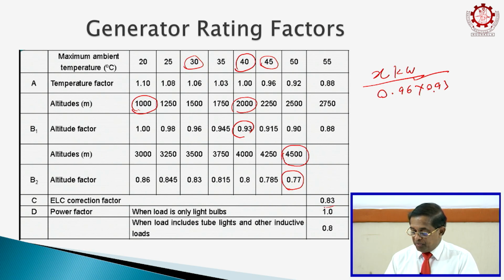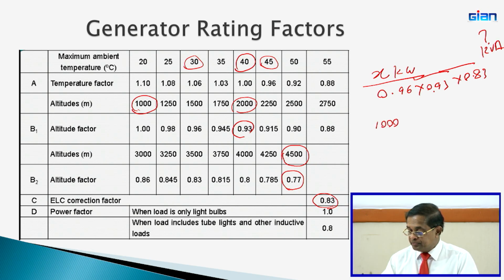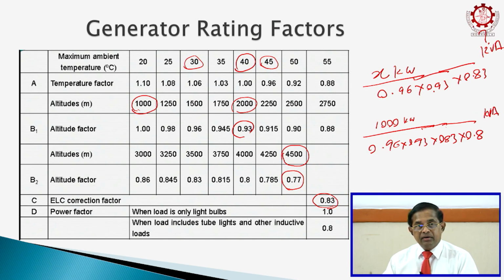So, we normally have about 0.83 additional capacity. If it is a village hydro, you have to put a 0.83 in the generator. So, this will be the generator capacity finally. If the turbine capacity is 1000 kilowatt, it will be 0.96 into 0.93 into 0.83, and if you want to operate down to a power factor of 0.8, this will be the KVA rating of the required generator.